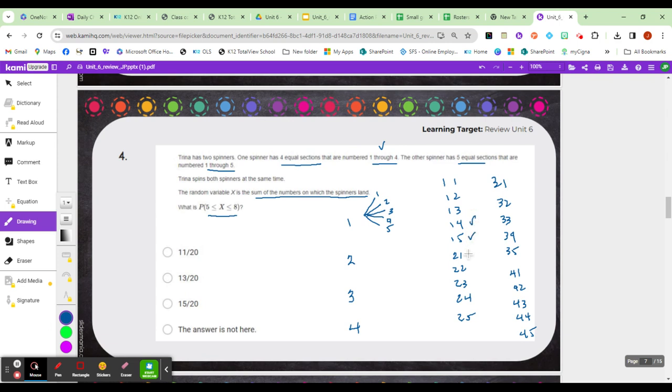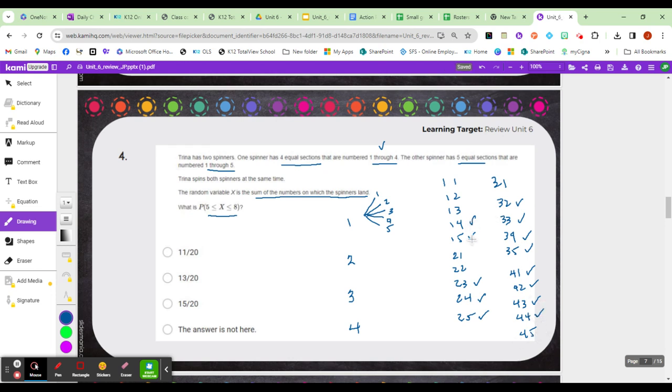This would be 6, this would be 3, this would be 4, this would be 5, that would work. That'd be 6, that would work. That'd be 7, that would work. This would be 4, this would be 5, that would work. 6, I'm adding 7, 8, this would be 5, that would work. This would be 6, this would be 7, this would be 8, and this would be 9. So that would not work.